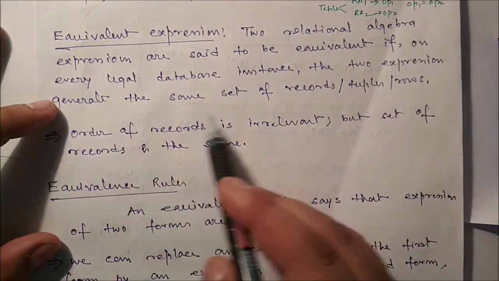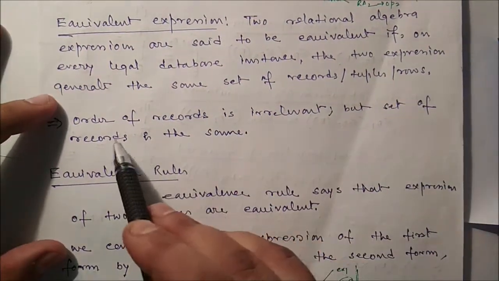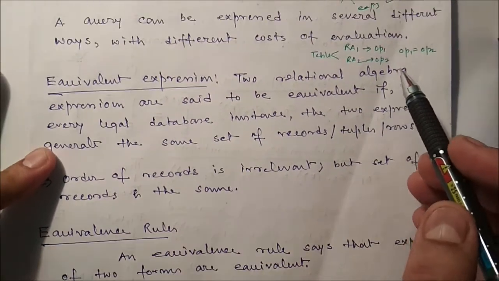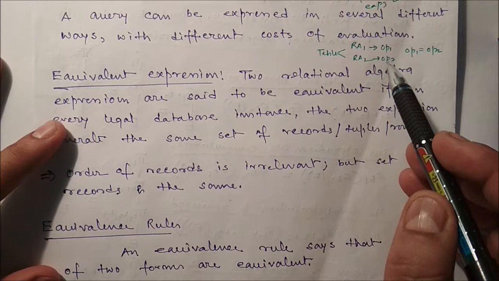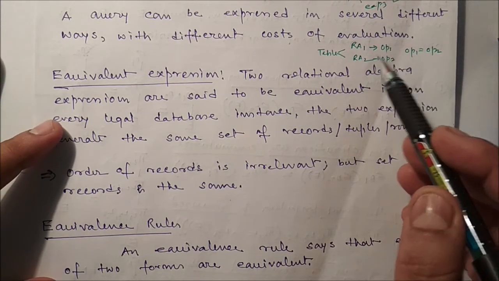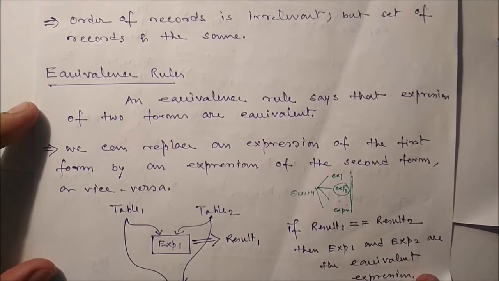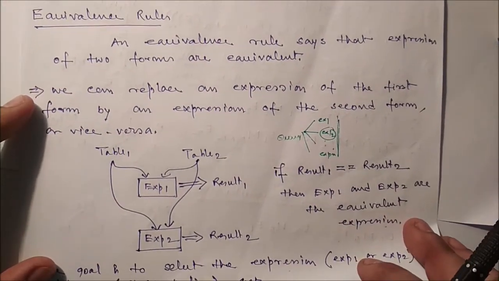because the two expressions generate the same set of records. Now the order of records is irrelevant, but the set of records is the same. Sometimes it may be possible the orders are different, but here the number of records and the set of records should be the same. Next we will see equivalence rules.